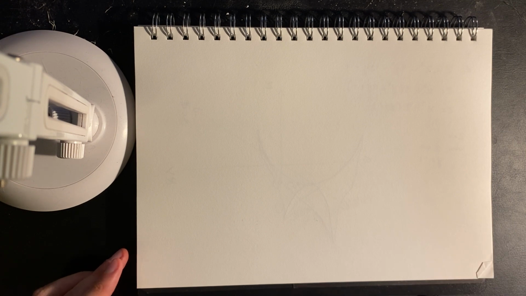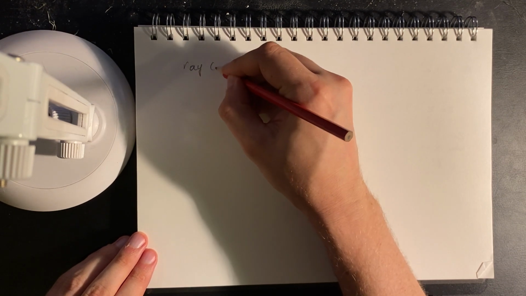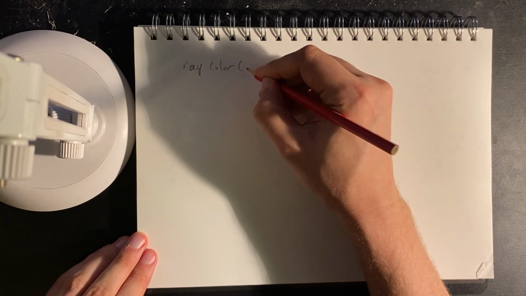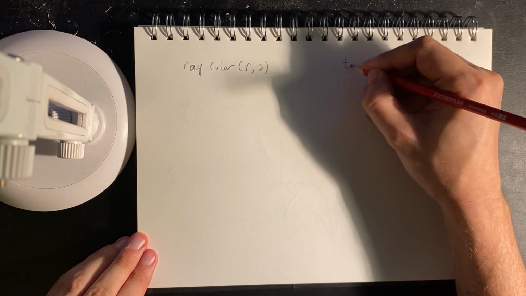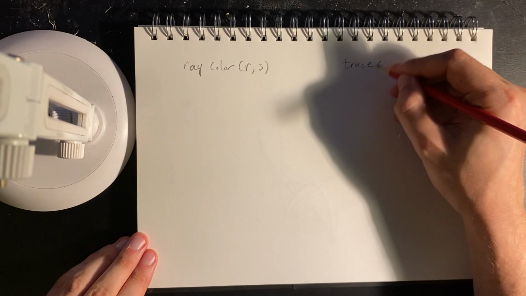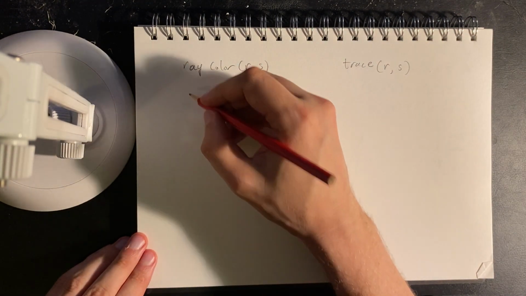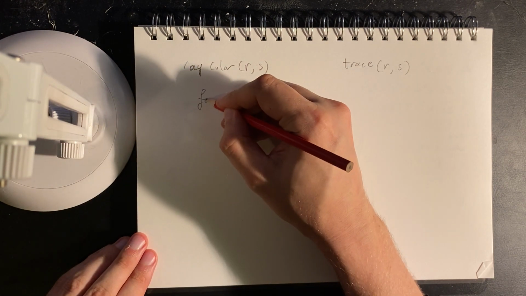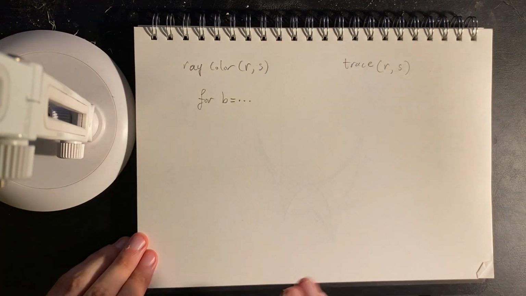Okay, so it turns out this sort of recursion, there's a way we can deal with it. We can make our ray color function. So we'll have a ray color which takes a ray and a scene, and we'll have a trace function which takes a ray and a scene. And the ray color function works with a for loop of some sort. So we'll go for bounce number equals 1 to something something.